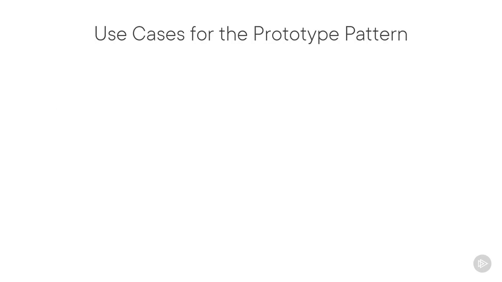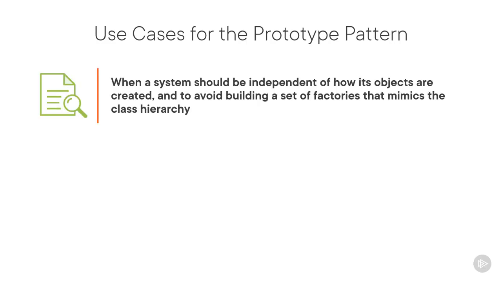This pattern is useful when a system should be independent of how its objects are created and to avoid building a set of factories that mimic the class hierarchy. For example, class A deriving from class B, deriving from class C, potentially with all of them having properties of type class D, E, or F. Creating such a hierarchy with factories would lead to a lot of boilerplate code, which is to be avoided.